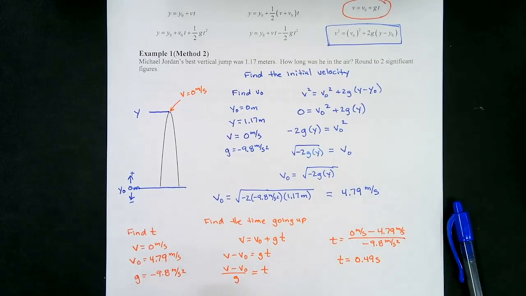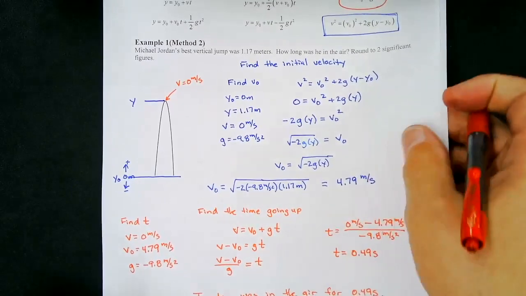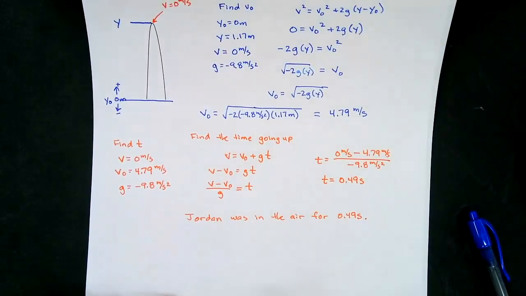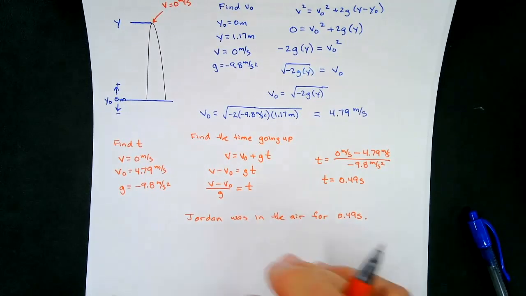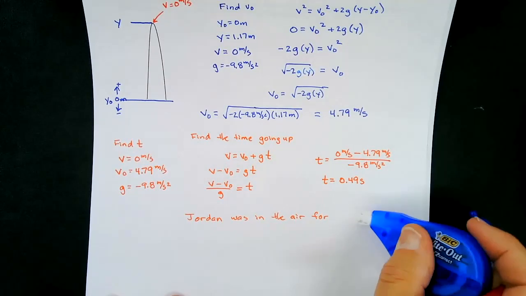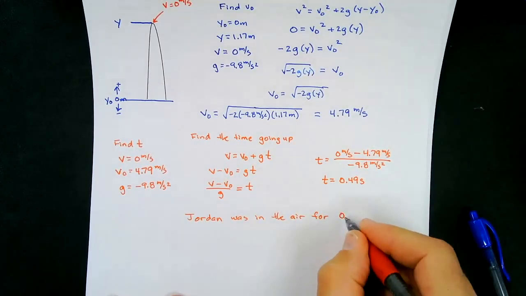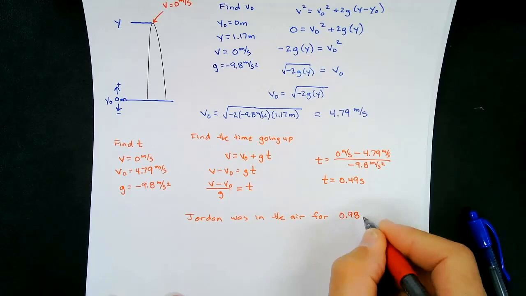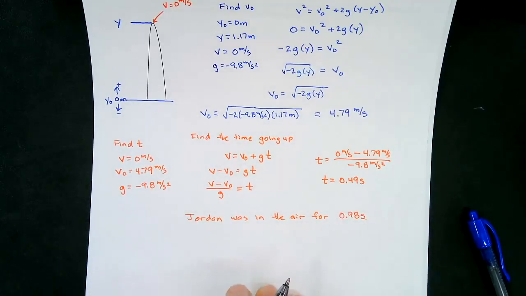So again, Jordan was in the air for 0.49 seconds. So I do this, all right? So Jordan was in the air for 0.49, not 0.49, sorry, 0.98. That is not correct, right? So 0.98, because I have to double it. I doubled it on the last page, that's why I'm just writing 0.98, all right?